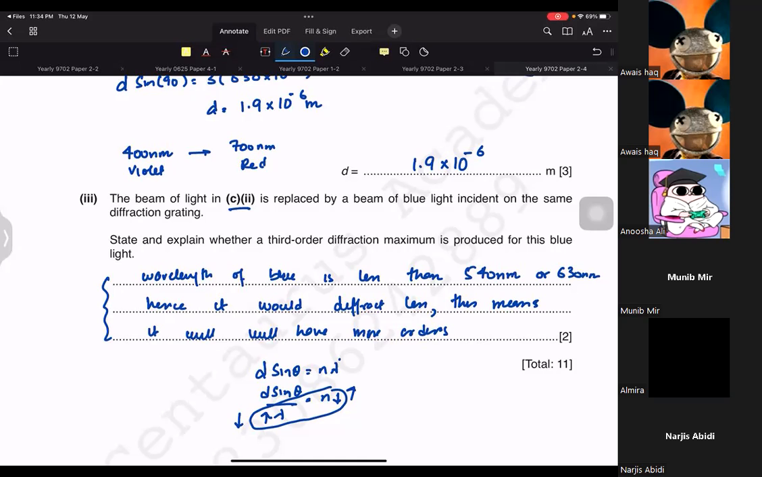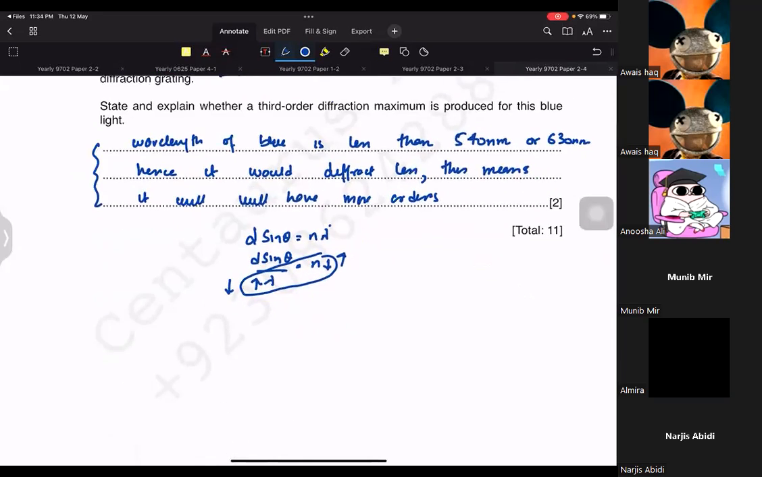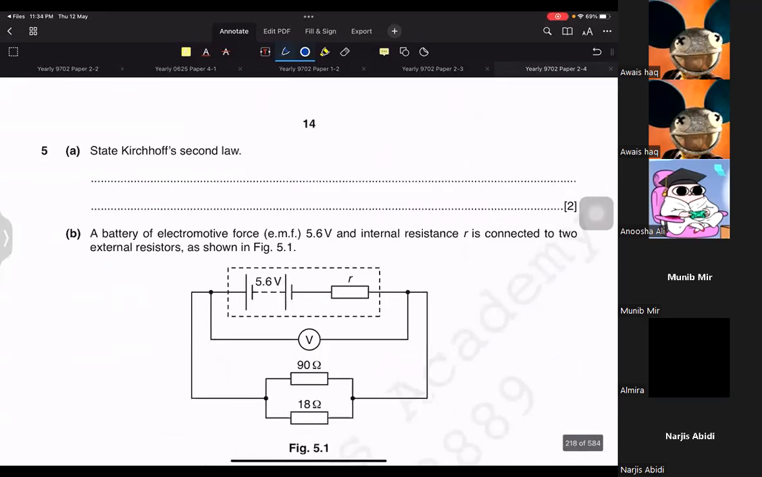All right. Now this was a difficult question. This wasn't easy. I thought it should be easy.